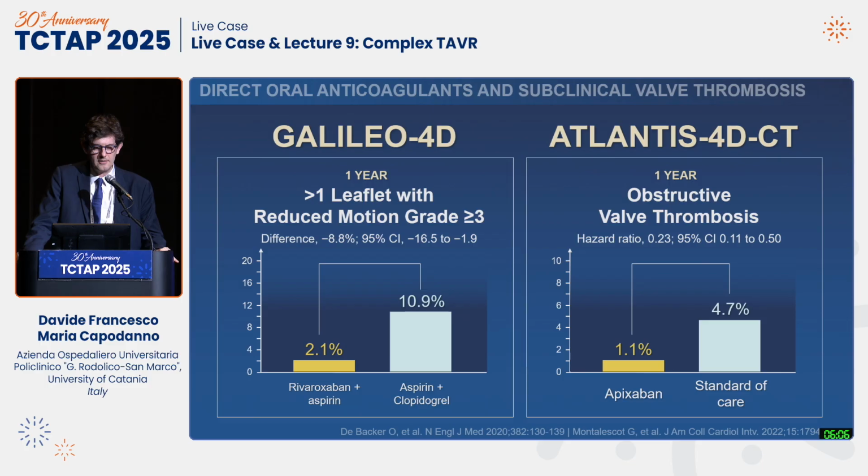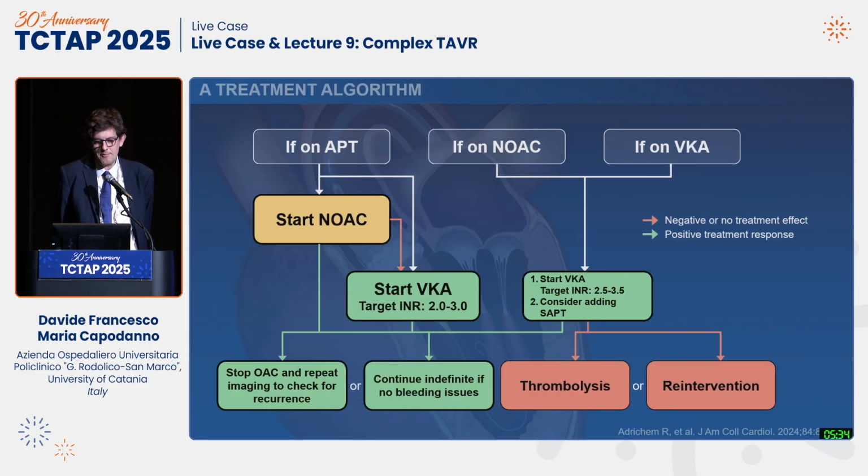not consistent in others. Particularly Galileo 4D was a trial negative for rivaroxaban plus aspirin, which means that this is not a strategy that we can routinely offer to patients. However, in the sub-study, there were fewer leaflets with reduced motion grade 3 or more, and in Atlantis, there was less obstructive valve thrombosis. So when we have a patient with clinical valve thrombosis routinely, we should use this strategy, and these are data with the NOACs, so of course it's an important piece of information as compared with the VKA. So this is a potential treatment algorithm for patients with a clinical valve thrombosis.